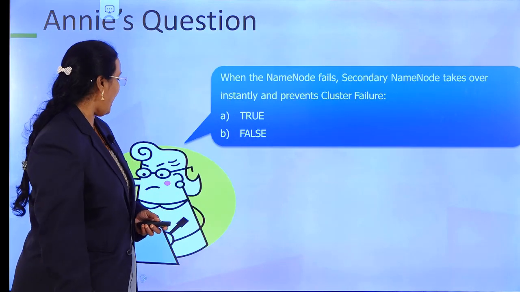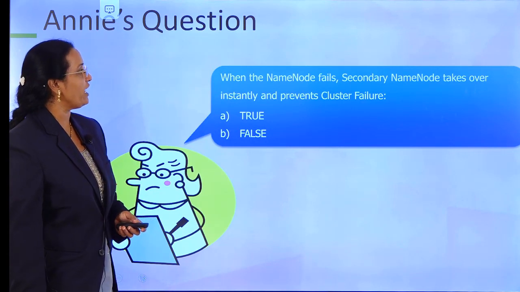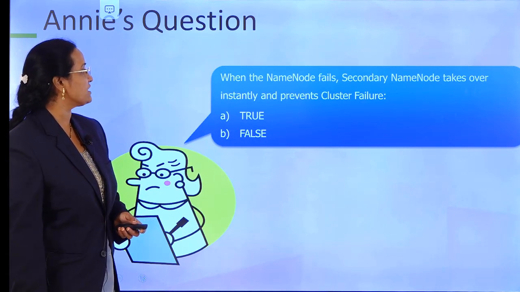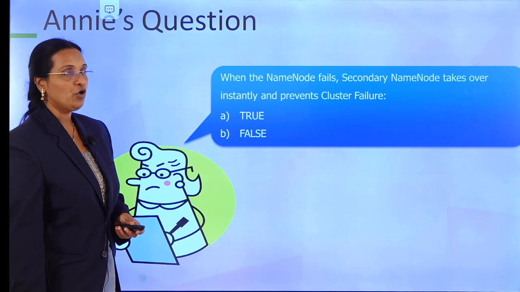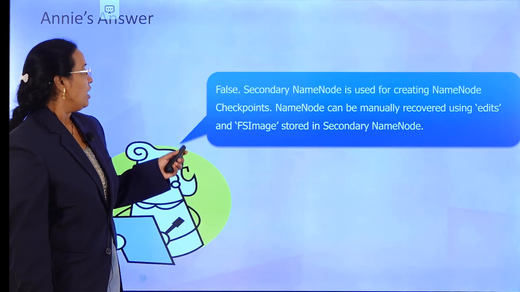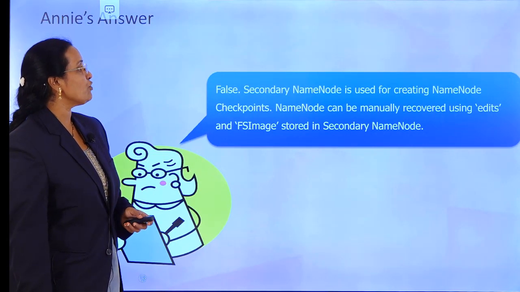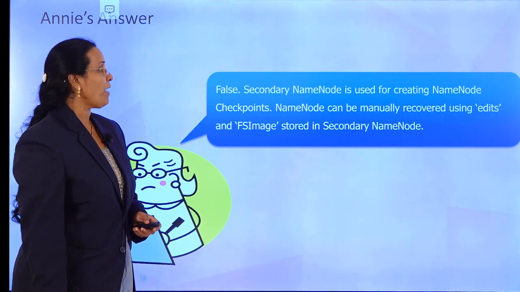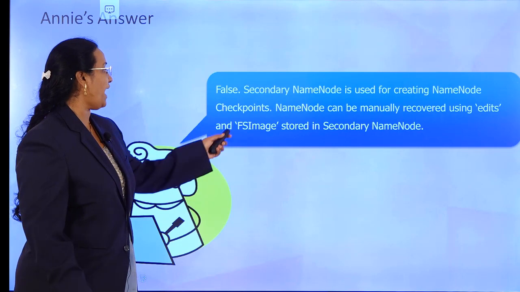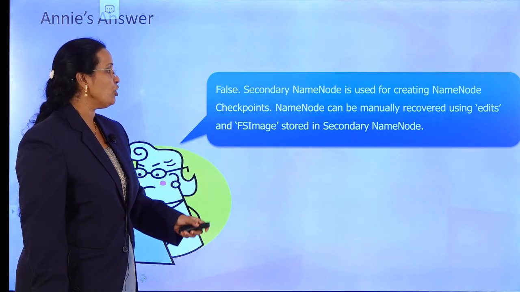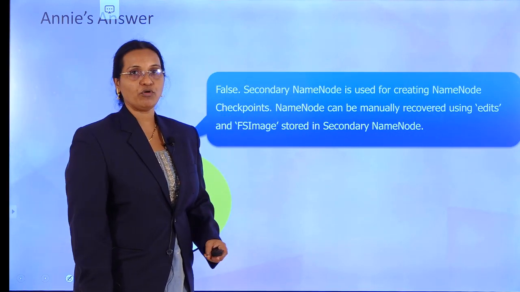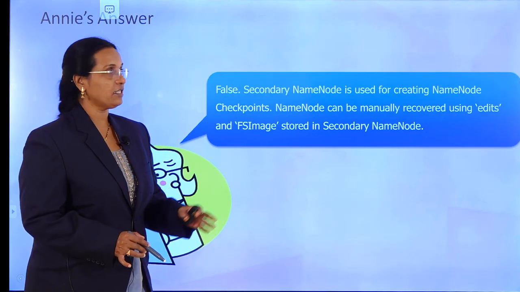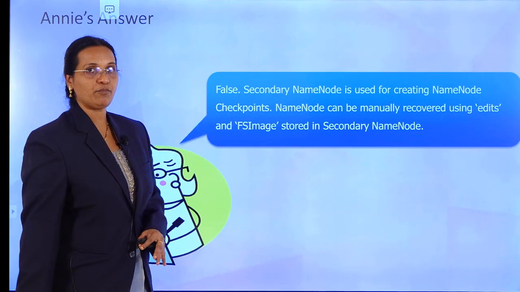One more question by Annie. When the name node fails, the secondary name node takes over instantly and prevents cluster failure. True or false? See here, the secondary name node is used for creating name node checkpoints. The name node can be manually recovered using the edits and file system image stored in the secondary name node. So that is what is going to be done with the secondary name node.